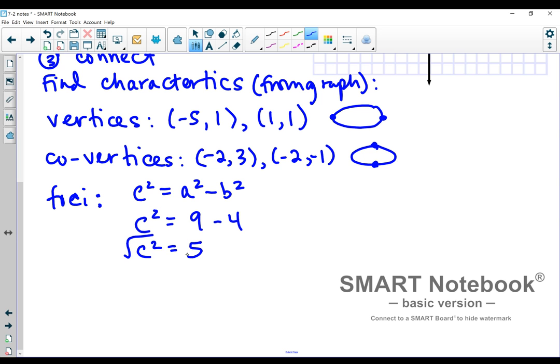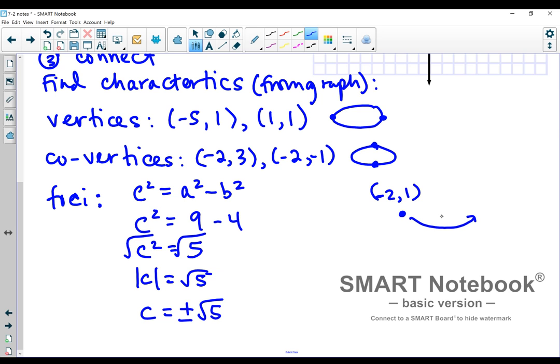And so then I take the square root. Absolute value of c is square root of 5. C equals plus or minus the square root of 5. So if my major axis is my x-axis, sorry, and my center is right here, this is my center, then I know those foci, because they lie on that horizontal major axis, are going to be over here and over here. So they're going out on the major axis, but from the center. And in one direction, I'm adding square root of 5. In the other direction, I'm subtracting square root of 5.